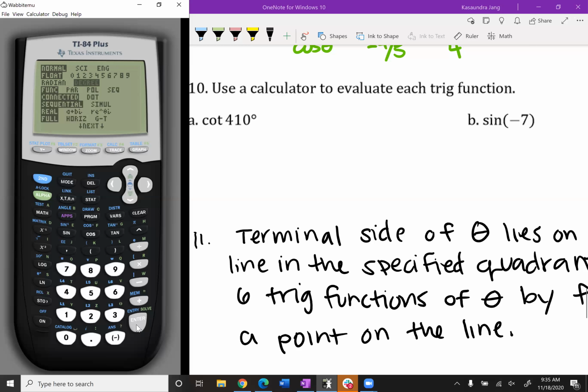Okay, so for me, I quit when I'm done here. All right. Notice that's asking for cotangent of 410 degrees, and I don't have a cotangent button. I've got a sine button, a cosine button, and a tangent button, but no cotangent button. So here's what I'm going to do. I'm going to think about reciprocals. Cotangent is the reciprocal of tangent, which means I'm going to do 1 over tangent of 410 degrees.